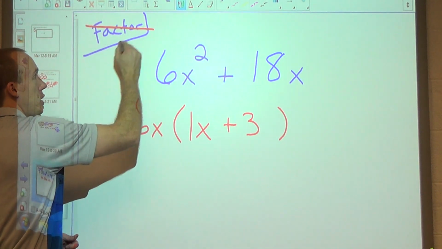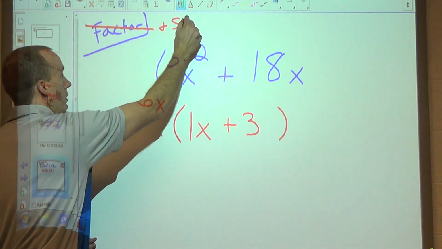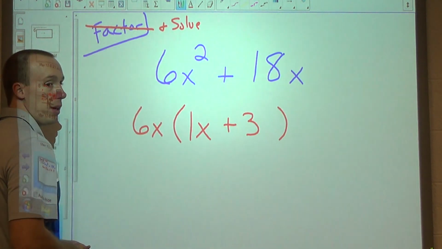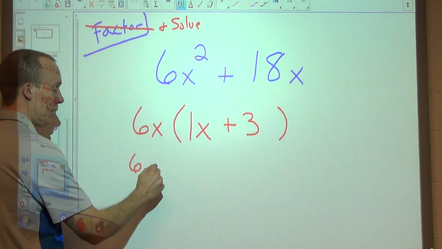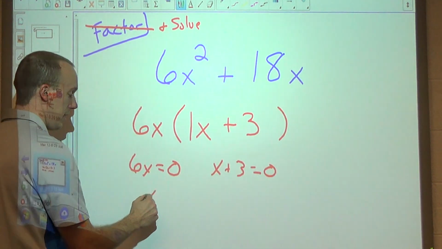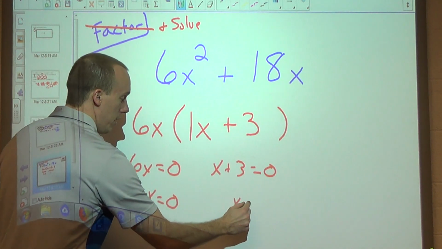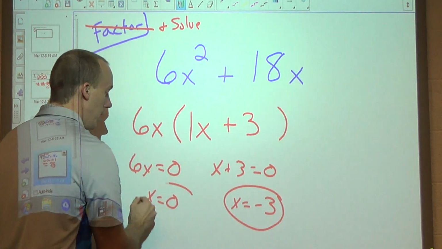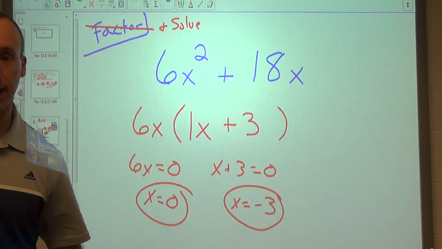Okay, let's just say I change the directions to factor and solve, or just solve. What would you do from this step? Yep, so now it'd be 6x equals 0, and then x plus 3 equals 0. So then x equals 0 and negative 3. And those would be where it crosses the x-axis.